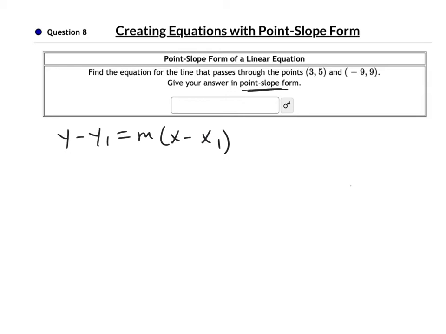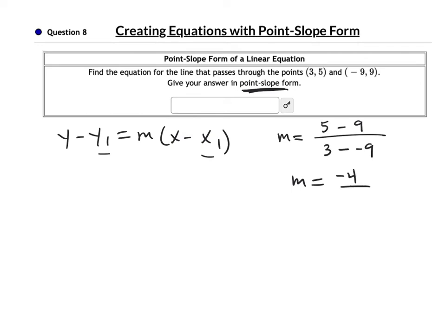Now you can use either point for your y1 and your x1, but we do have to find the slope. To use point-slope, you need a point and the slope. So to get the slope, we subtract the y's up top. That gives us the rise. 5 minus 9. Since I started with the 5, I must start with the 3. 3 minus, the minus is separate from the negative, negative 9. So my slope is 5 minus 9 is negative 4.